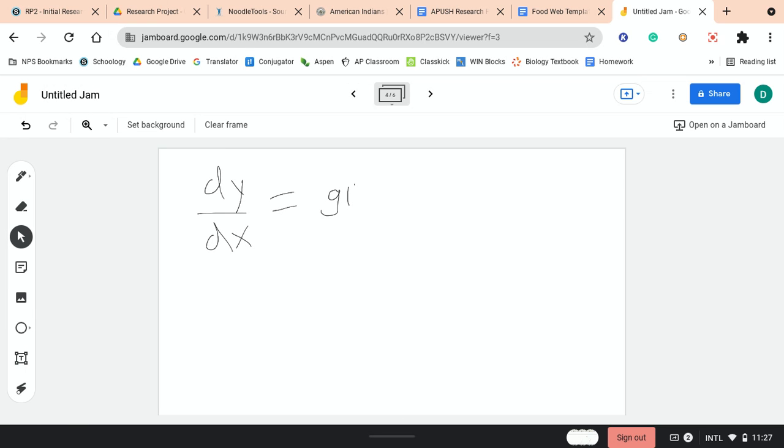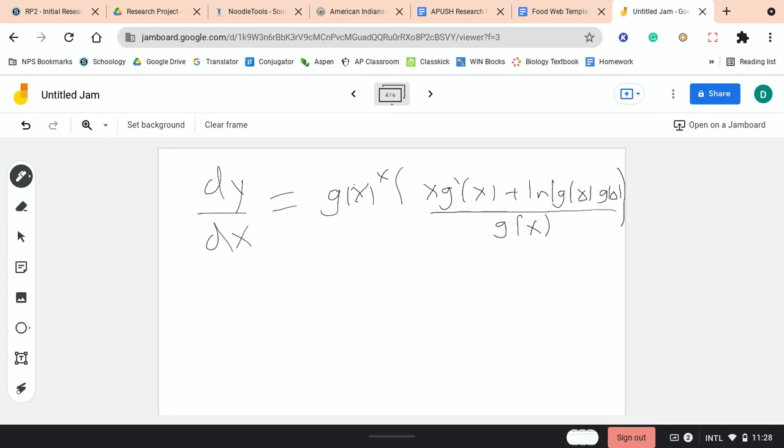But the derivative of this function, because we isolated dy dx, is going to be g of x to the x, because that's our y value, times what we had before. So g of x to the x times, I believe it was, x g prime of x plus ln g of x times g of x over g of x. All right, so that's the derivative of our first function using implicit differentiation.